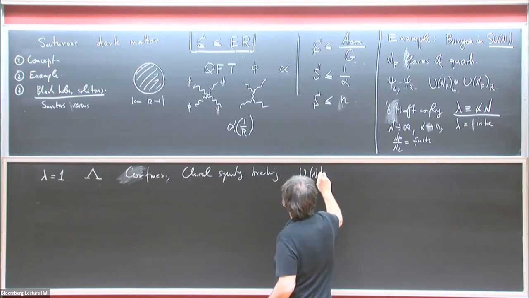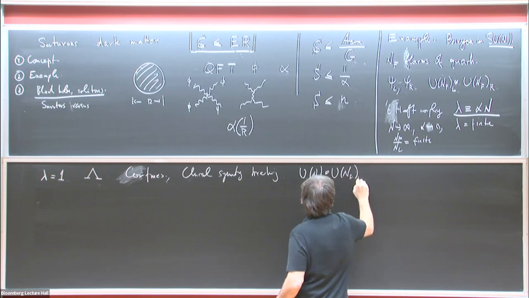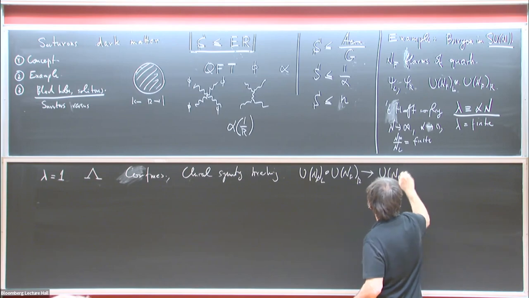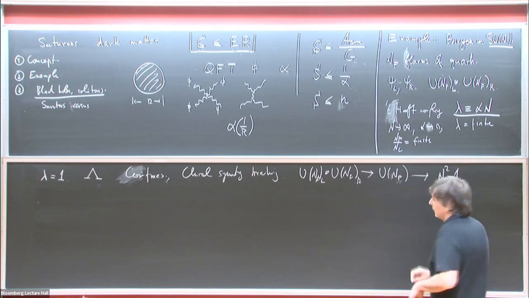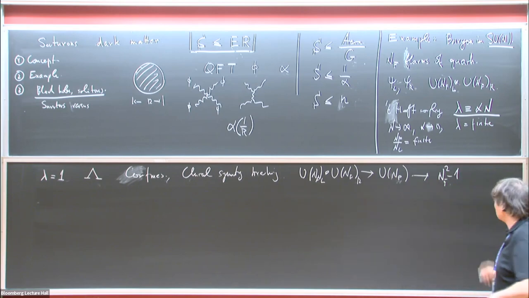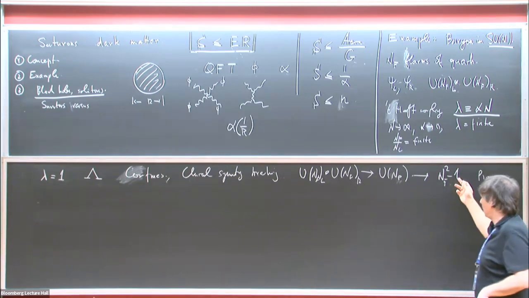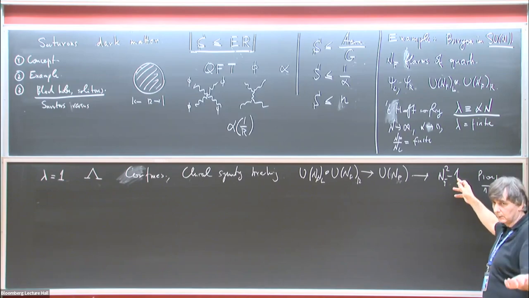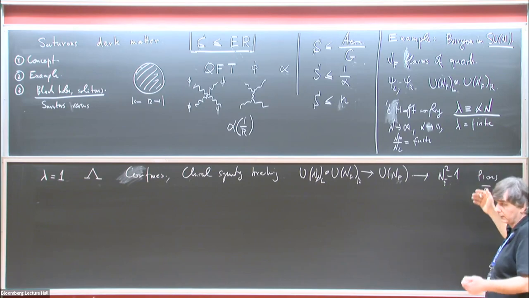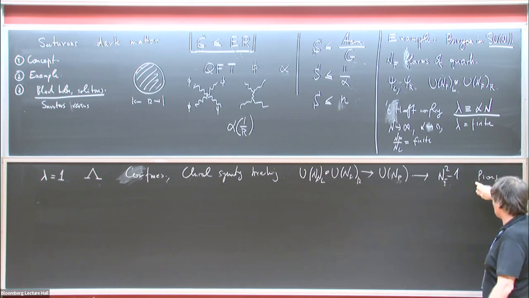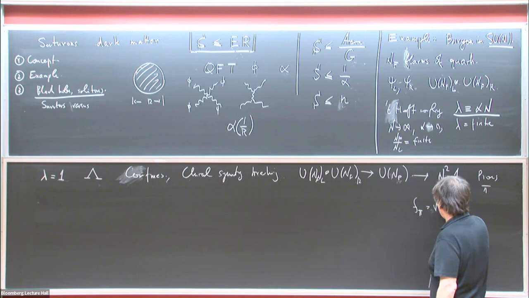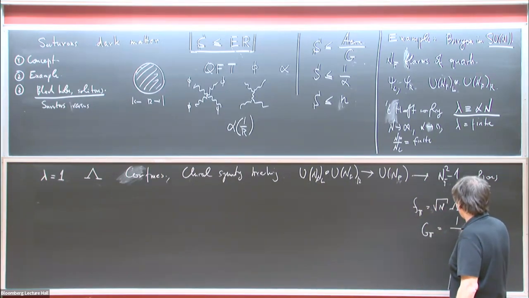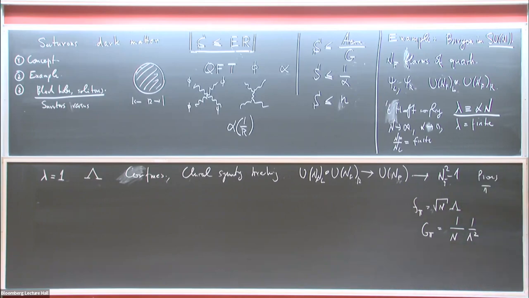The symmetry U(N_F) left times U(N_F) right is spontaneously broken down to U(N_F). As a result of this breaking, there are N_F squared minus one Goldstone bosons, pions. One is eta prime and gets mass by the Veneziano mechanism, with mass of order 1/N. So at large N we have many pions, and the pion decay constant f_pi is square root of N times lambda, and correspondingly the pion coupling, of dimension minus two, is 1/N times 1/lambda squared.